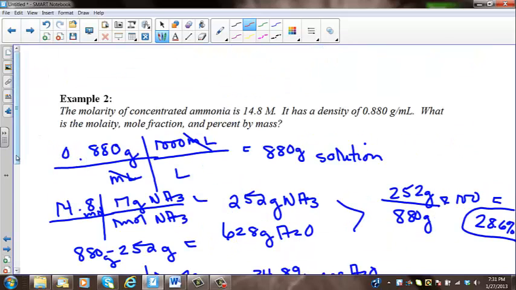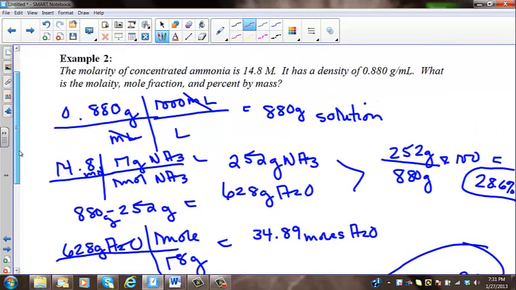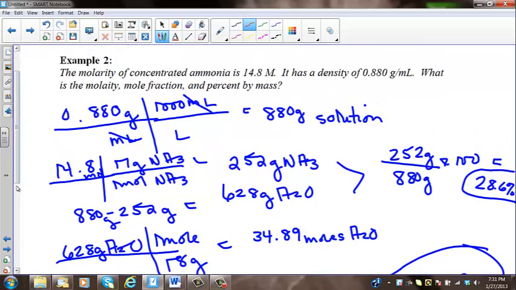Okay, problem 2. The molarity of concentrated ammonia is 14.8 molar. It has a density of 0.880 grams per milliliter, and here they're asking us to find molality, mole fraction, and percent mass, starting with molarity.